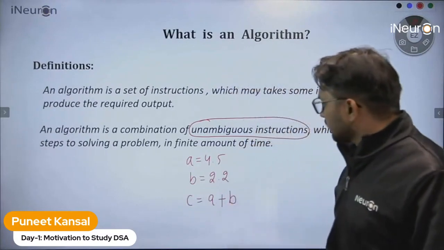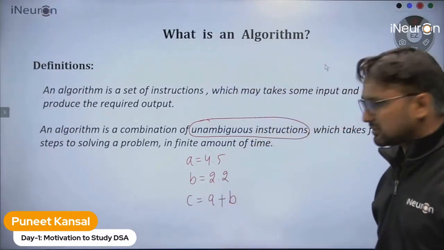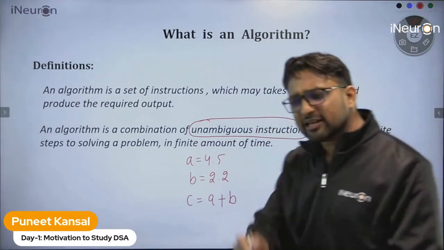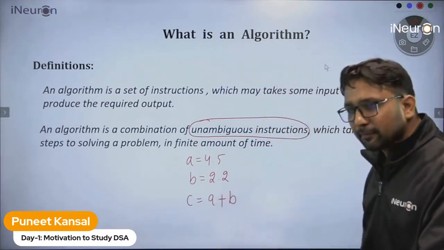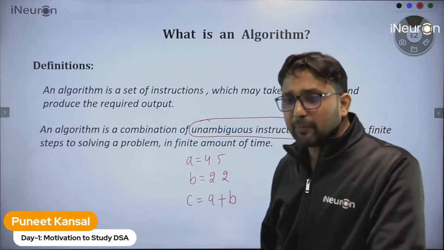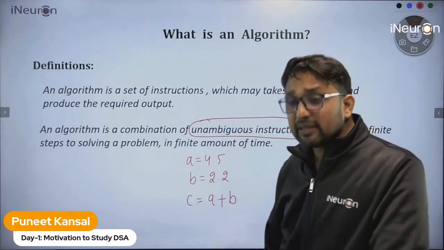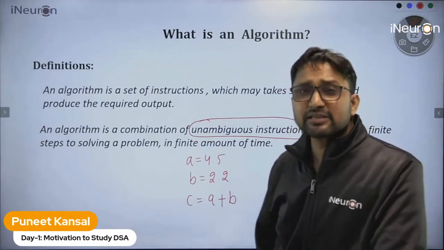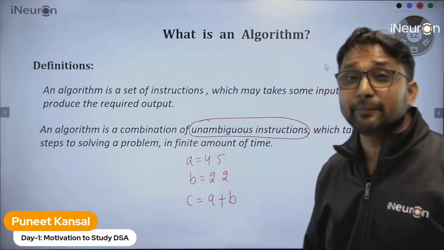So can you please tell me in the chat box what is the value of c? Please keep replying. What is the value of C?